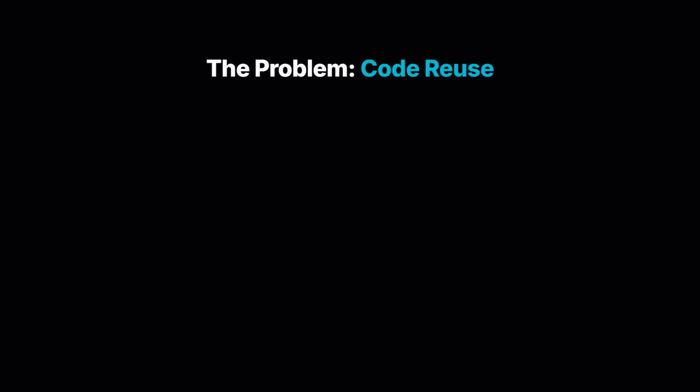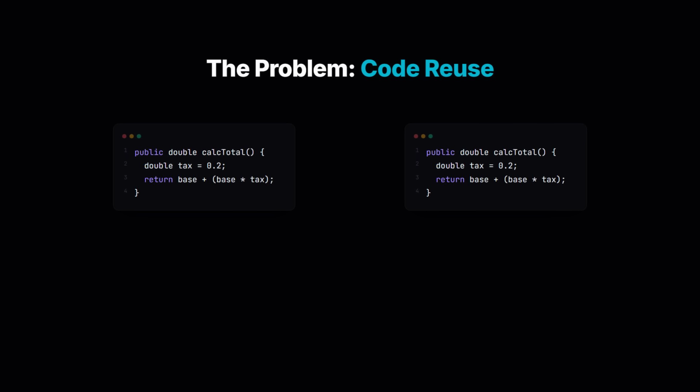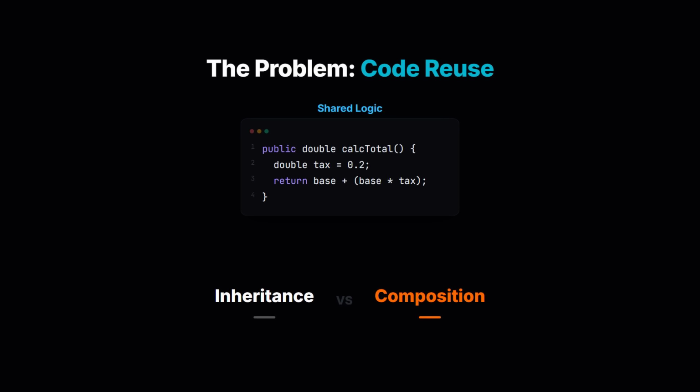Both composition and inheritance are trying to solve the exact same problem, code reuse. You've written some logic, it works, and now you need that same logic in another place. Do you copy-paste it? No, you find a way to share it. Inheritance and composition are just two different strategies for doing that.